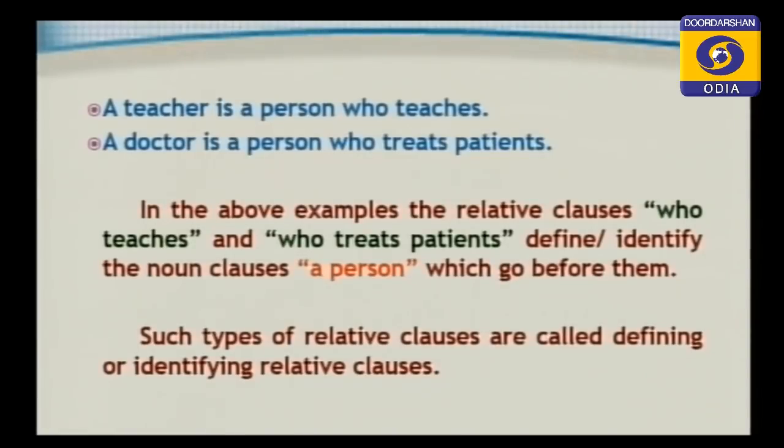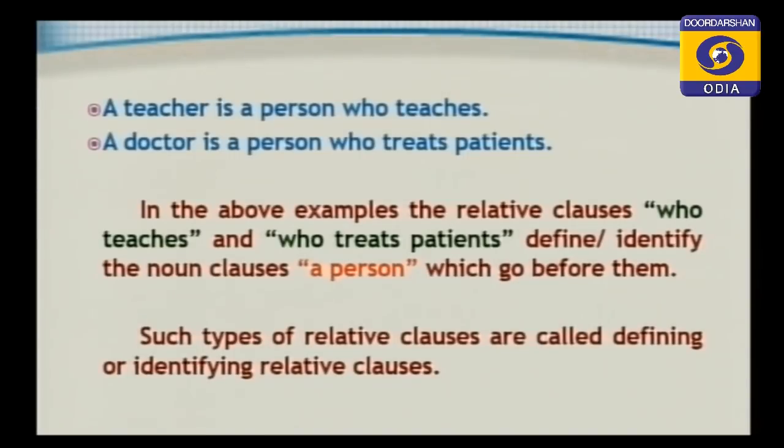A teacher is a person who teaches. A doctor is a person who treats patients. So, in the above examples, the relative clauses who teaches and who treats patients define or identify the noun phrase a person which goes before them. Such types of relative clauses are called defining or identifying relative clauses.